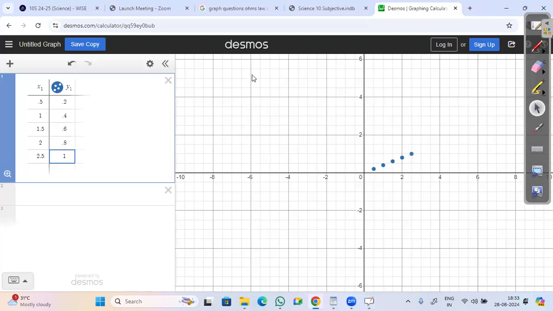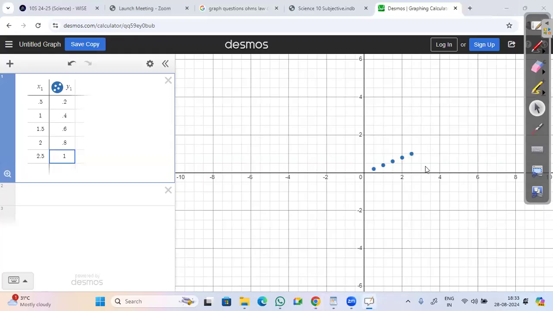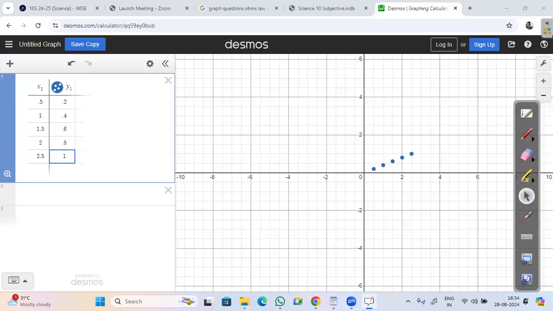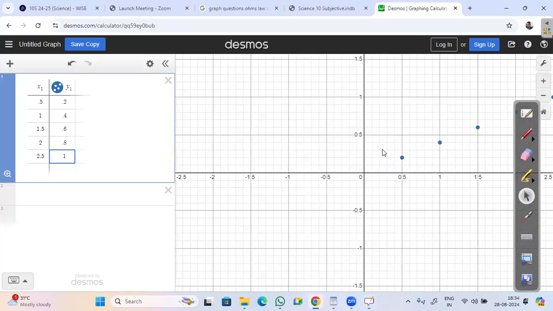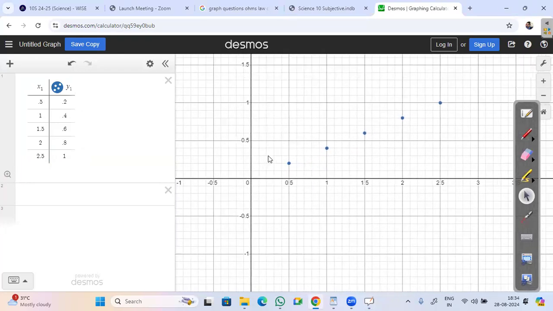Are the points the same? Yes, 0.2, 0.4, 0.6, 0.8 and 1.0 are the points which I have plotted over here. So you can see the points are visible. And now using those points, I can draw the graph. So these are the points, and if I join them with a straight line, I get a graph.